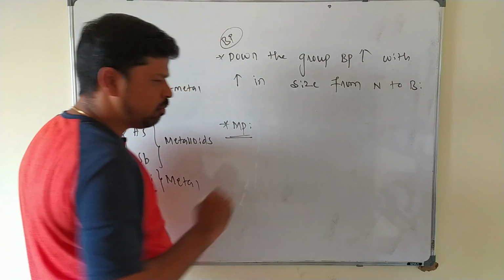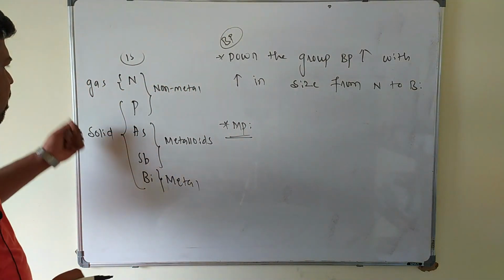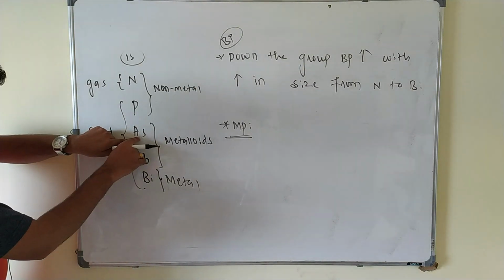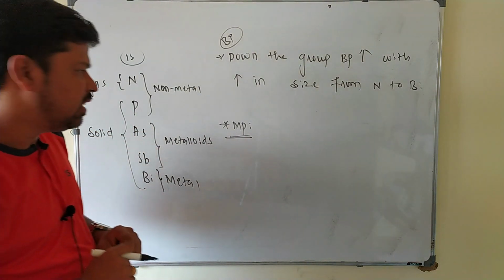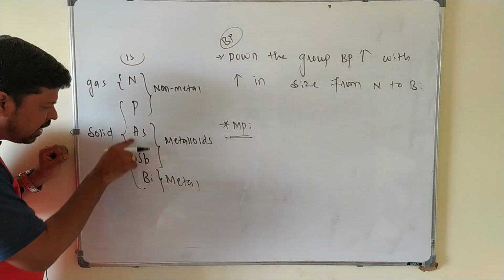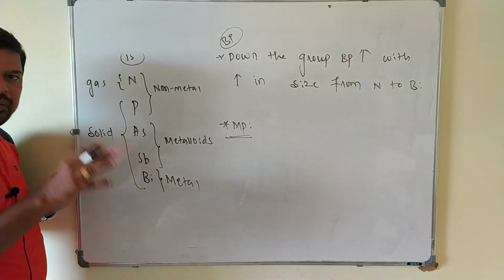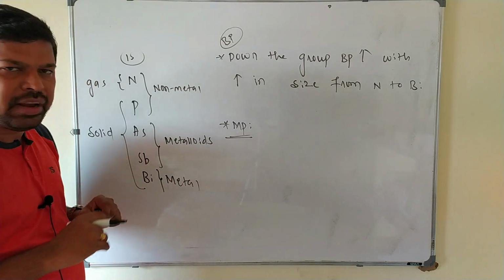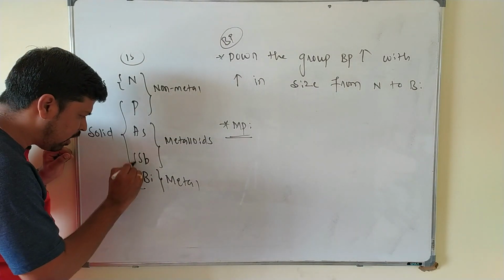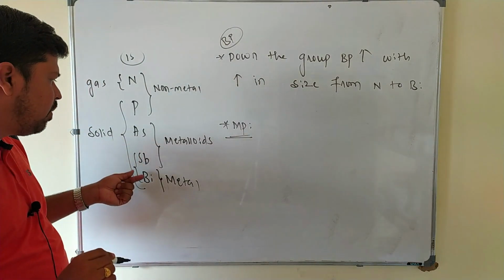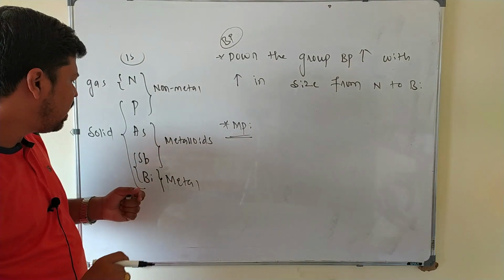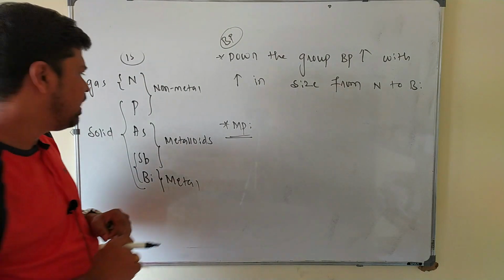In case of melting point, there is a small change. Melting point increases only from nitrogen to arsenic. Again from arsenic to bismuth, there is a decrease in the melting point. Here, from arsenic to bismuth, the decrease in the melting point is because of weaker metallic bond present in antimony and bismuth. Because in these two elements, only 3 electrons are available for the metallic bonding. Hence, they have weak metallic bond. Hence, what happens? Their melting point decreases.